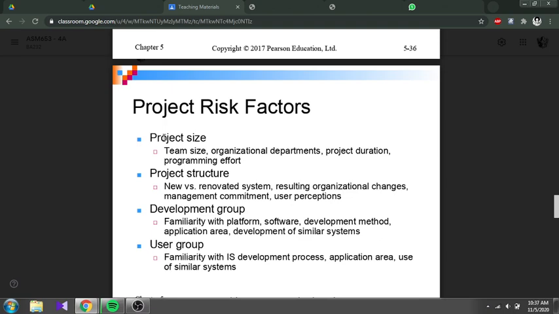And then the development group: familiarity with platform, software, development method, application area, and development of similar systems is something we want to have, so that it's easy for the team to troubleshoot or deal with any accidents or technical things that happen in the system later on. And the user group: familiarity with the IS development process, application area, and use of similar systems will enhance or facilitate the process of these changes.